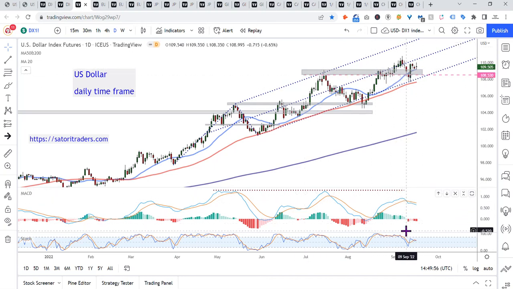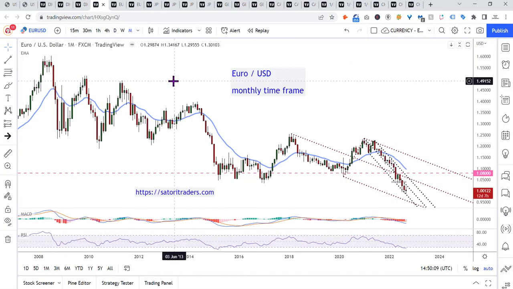MACD in bull mode, currently on a sell signal. Energy is elevated, and support along the 20-day moving average as well. So anyway, expecting continued uptrend in the dollar in all time frames.